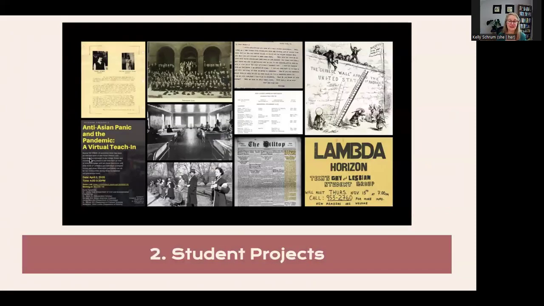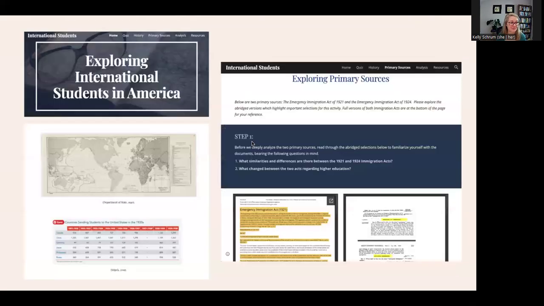The second layer of the OER centers on the student projects. So in a graduate level history of higher education course, students developed asynchronous learning activities for their peers to facilitate exploration of contemporary issues in higher education today from a historical perspective. So by the end of the course, students had created a learning activity, which is an OER in and of itself, and they also completed learning activities created by their peers.